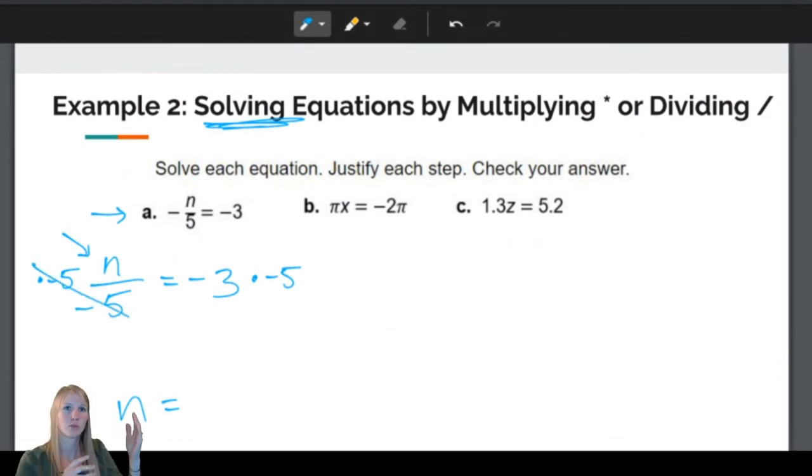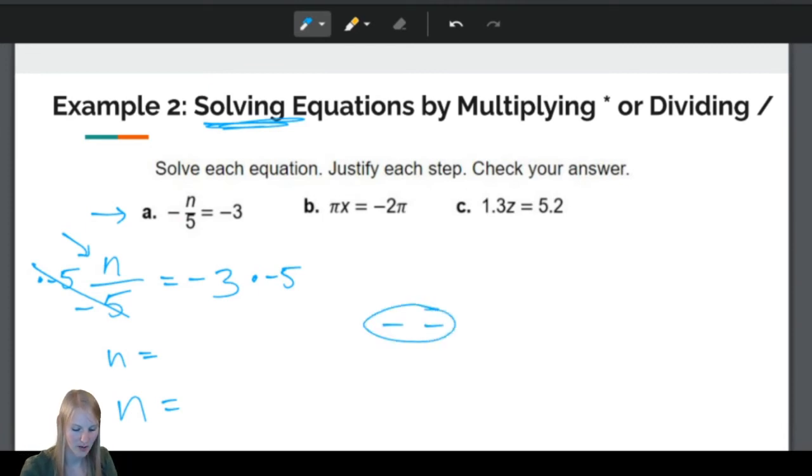This goes away. Multiply and divide undo each other. So now I have n equals negative 3 times negative 5. The negative and the negative make a positive, always. That's how I think about it. Two negatives, they come together, and they become a positive. Two unhappy people come together and they become happy because they have each other, is how I think about it. So negative, negative make a positive.